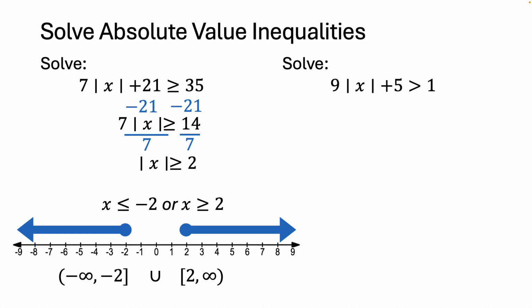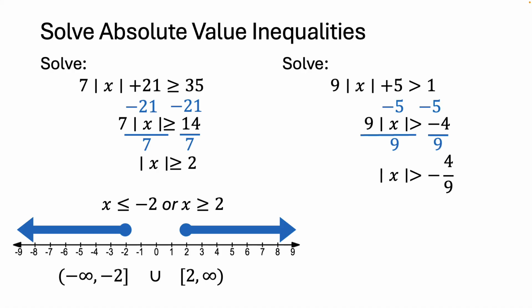Finally, let's take a look at this last problem. 9 times the absolute value of x plus 5 is greater than 1. Let's start by isolating the absolute value of x. To do this, we need to subtract 5 from both sides. This leaves us with 9 times the absolute value of x is greater than -4. Divide both sides by 9. We're left with absolute value of x is greater than -4/9.